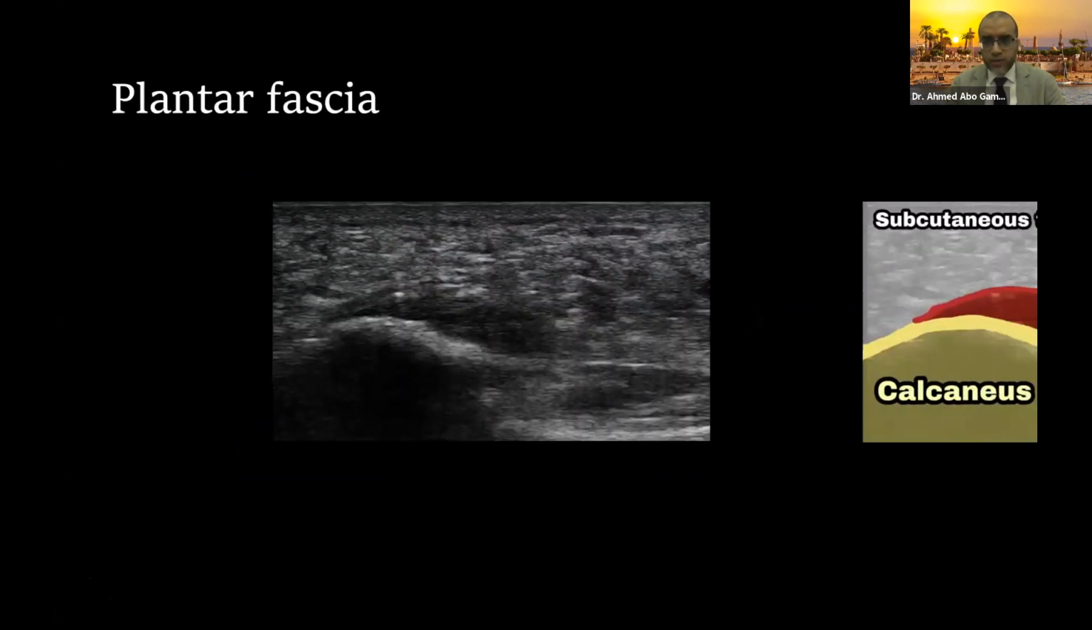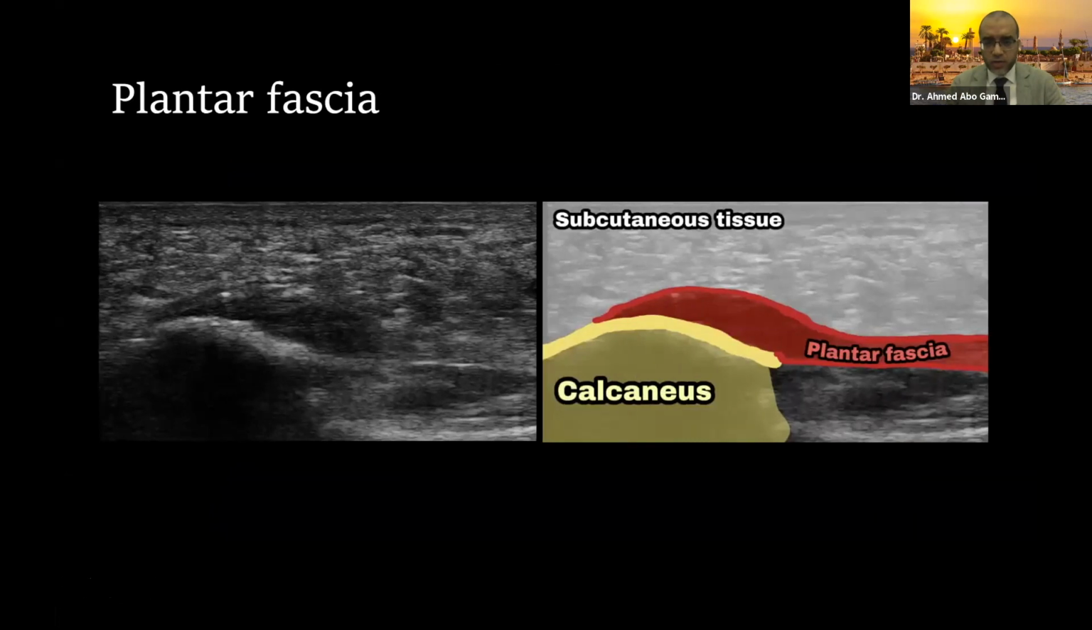Another place for inflammation is the plantar fasciitis, also a very common site for inflammation. You can visualize the hypoechogenicity of the plantar fascia and increased thickness at the site of insertion, which is defined as an early enthesitis in case of psoriatic arthritis.